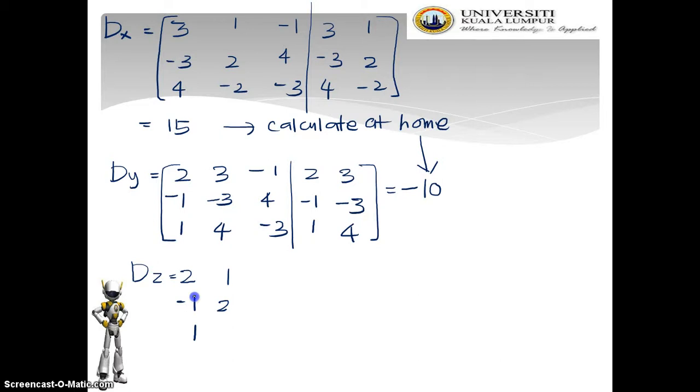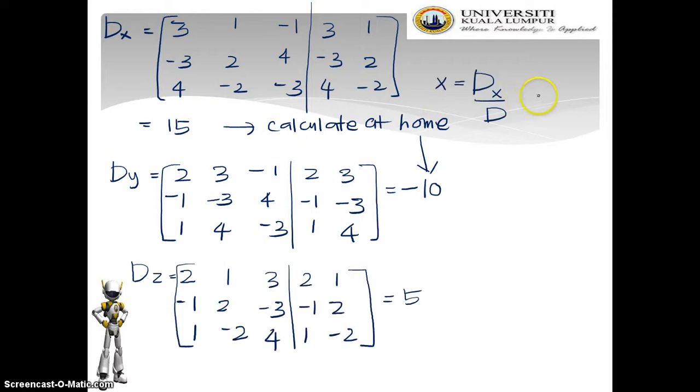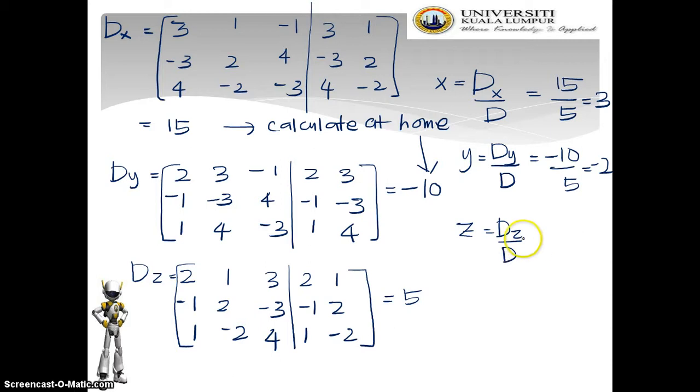Okay, so x should be Dx over D. From the previous calculation we have D equal to 5, and Dx equal to 15. Then 15 over 5, we get 3 for x. For y equal to Dy divided by D, what is your Dy now? Negative 10, and your determinant equal to 5, so for y we get negative 2. And z equal to Dz divided by D. What is your Dz? Equal to 5. 5 divided by 5 equal to 1.